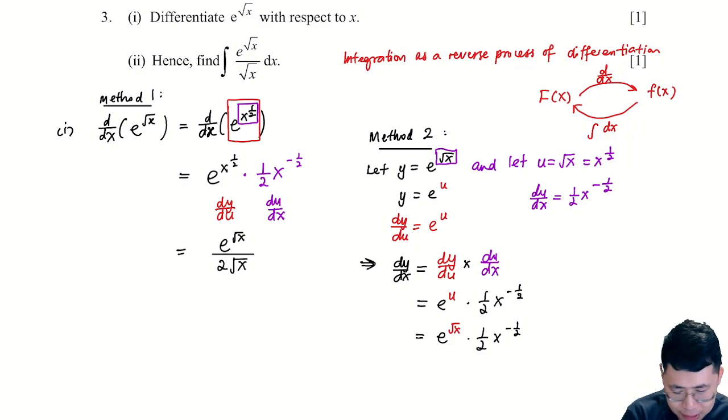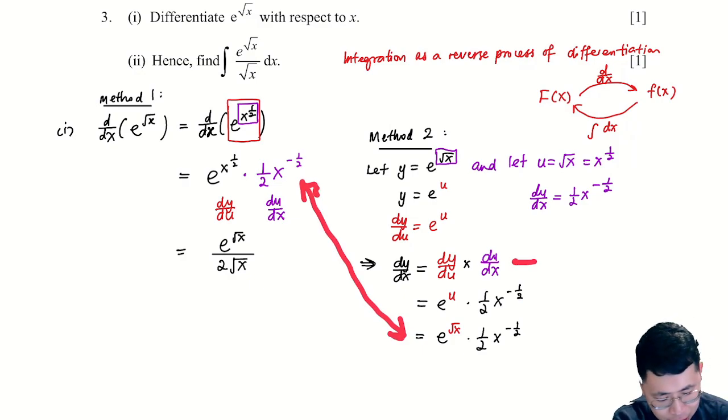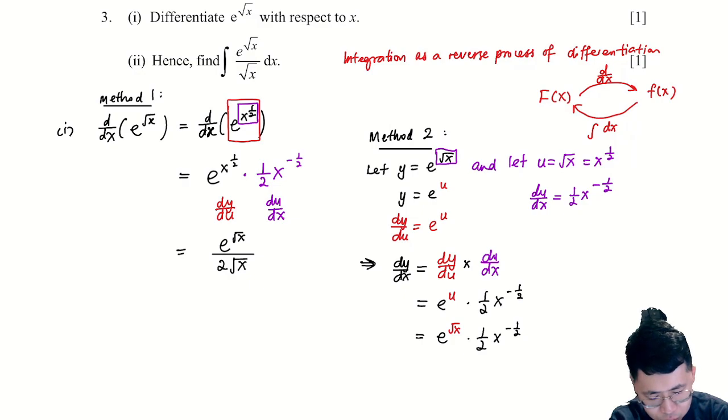And now can you see that these two expressions are the same? Can you see that these two expressions are the same? So obviously method 2 is the longer method, if you need to set up your dy du and du dx using your chain rule. So this one over here, chain rule.